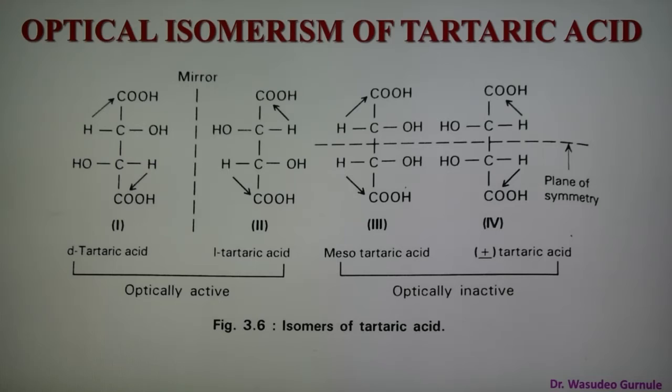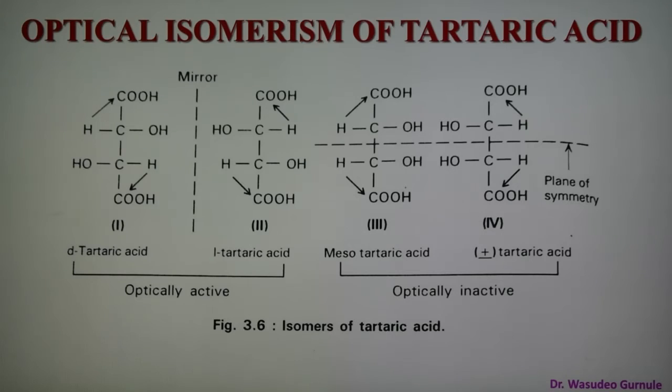The optically active forms are related to each other as object to its mirror image. See, the first one and second are mirror images, and therefore they are known as enantiomers. So the first structure, D-dextro tartaric acid, rotates the plane polarized light toward the right.